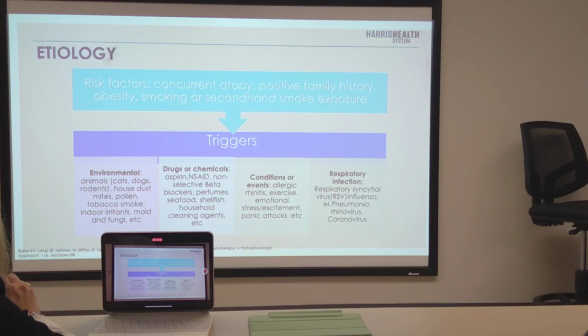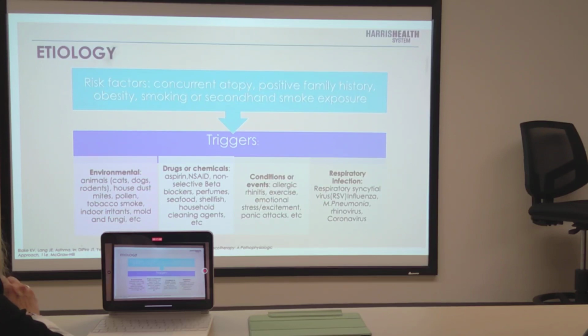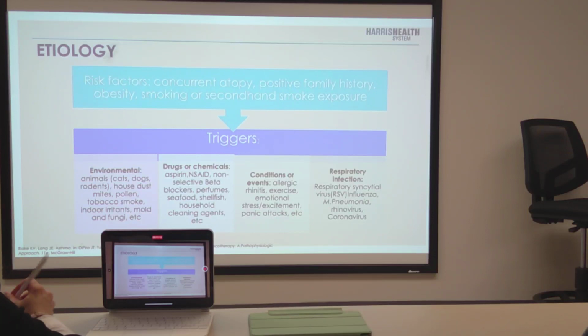Perfumes, seafood, shellfish, conditions such as allergic rhinitis, even exercising can also be a trigger, and panic attacks, even stress. Looking at respiratory infections, RSV, influenza, pneumonia, even the coronavirus, those can all be triggers for an asthma exacerbation.